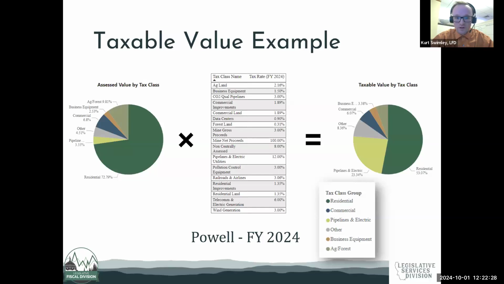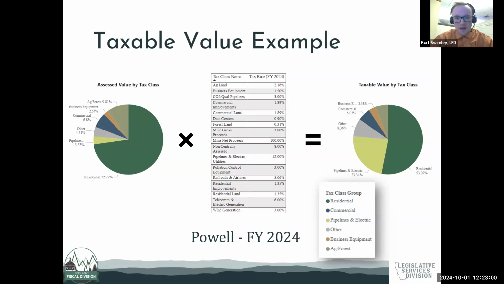However, since the legislature also sets and applies tax rates to different classes of property, and you can see that the tax rate for residential property is only 1.35%, whereas pipelines and electric utilities, for example, is 12%. The actual taxable value within that jurisdiction ends up being, for pipelines and electric, a far larger portion of taxable value than originally assessed, whereas the residential portion of tax value within that county was reduced.